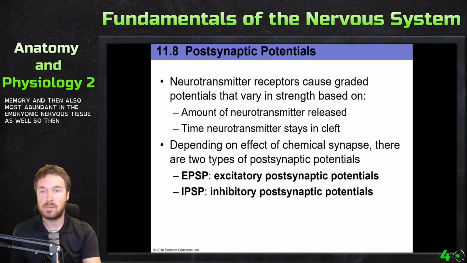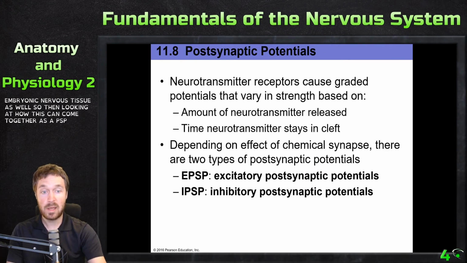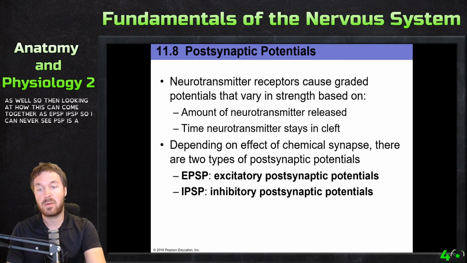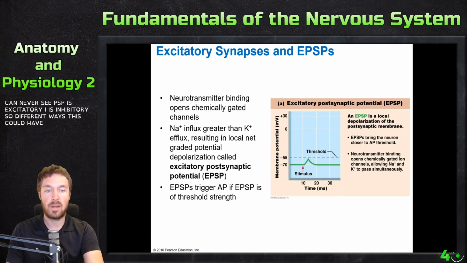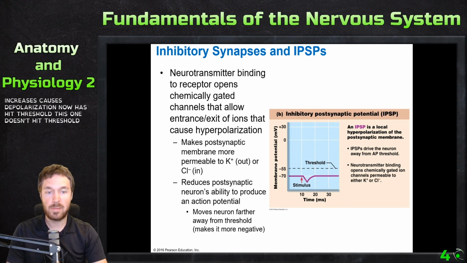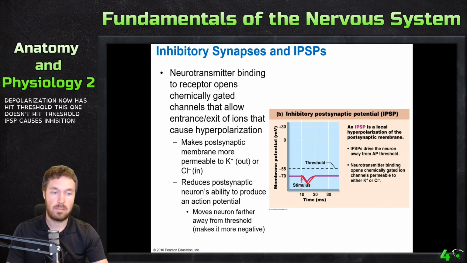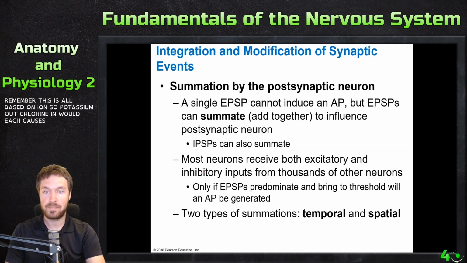So then, looking at how this can come together as EPSPs or IPSPs. Remember, EPSP is excitatory, IPSP is inhibitory. So there are different ways this could happen. An excitatory one increases, causes a depolarization. Now it has to hit threshold. This one doesn't hit threshold. An IPSP causes inhibition. Boom. So remember, this is all based on ions. So potassium out or chloride in would each cause this.